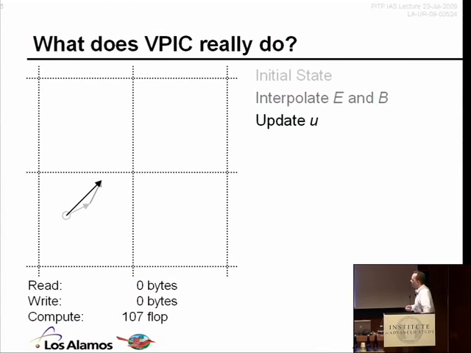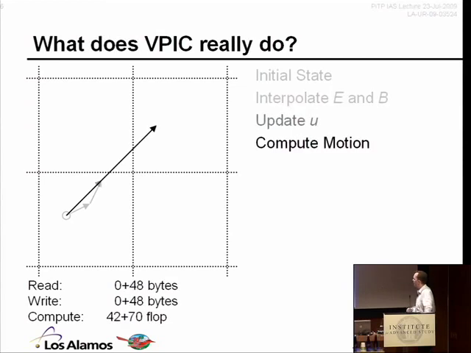magnetic fields. Based on that, we can do a lot of crunching. We have all the data we need, and about 107 flops later, we know what the new momentum of that particle should be. This is basically just integrating the Lorentz equation. And then we're going to compute the motion of the particle. Now in VPIC, this takes 48 bytes of reading and writing and 70 flops, and this is written this way because VPIC actually has a short circuit here depending on whether or not the motion was simple or complex.